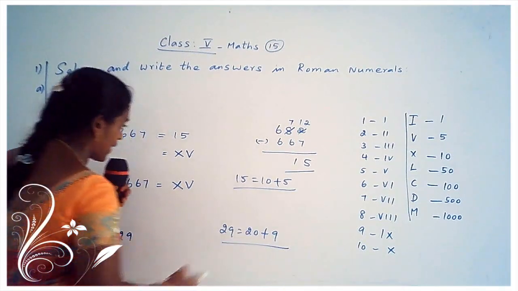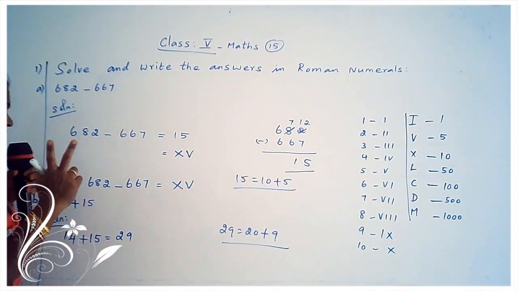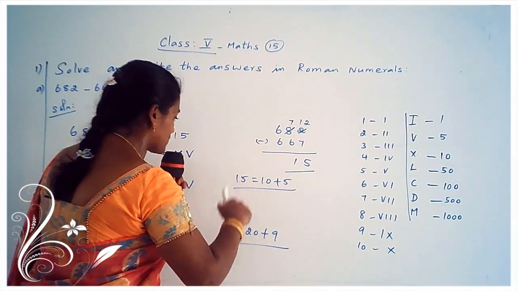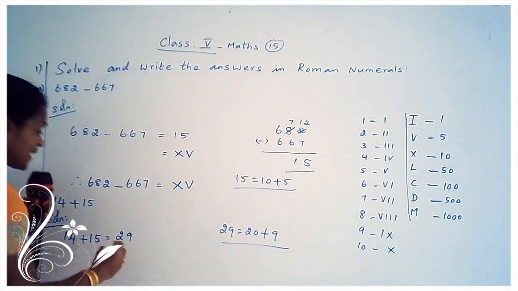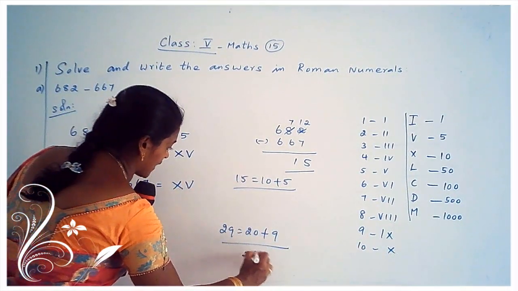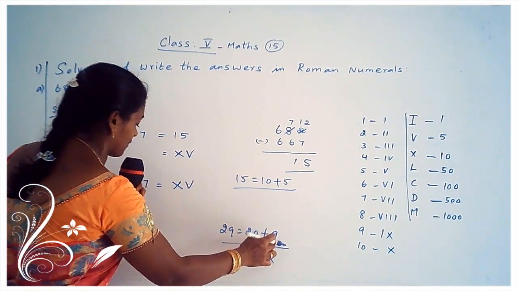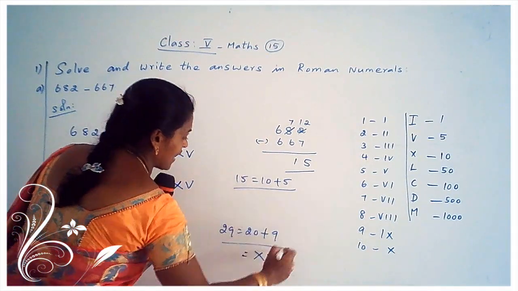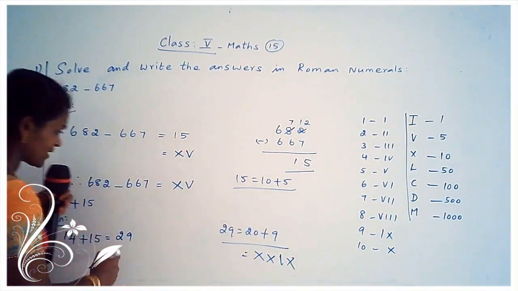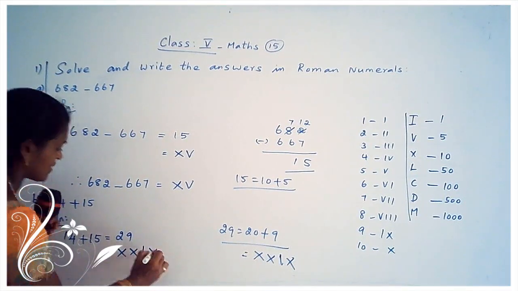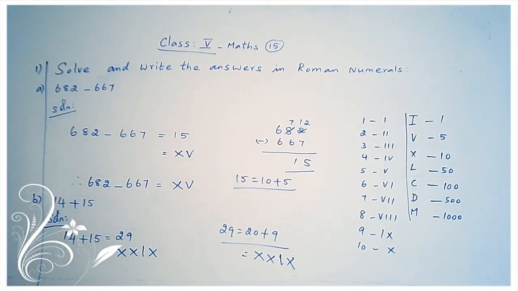So 20 means 2 times X. Yes or no? 10 means X. So 20 means X plus X, that means XX. Next, 9 means IX. So that's why 29 means XXIX. So XXIX stands for 29. Okay children? Are you clear?